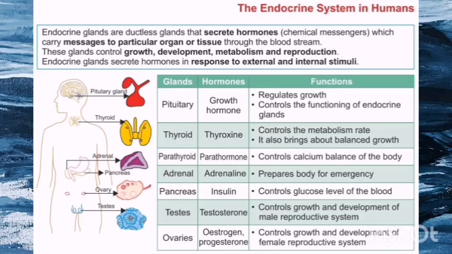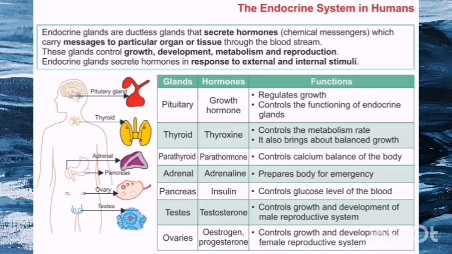Part 2. Chemical coordination in animals, endocrine system. The nervous system handles quick fixes, but for slow, sustained processes like growth, puberty, or metabolism, we need the endocrine system. This system uses hormones. Hormones are chemical messengers secreted directly into the bloodstream by special organs called endocrine glands. Hormonal control is slower but effects are long-lasting.